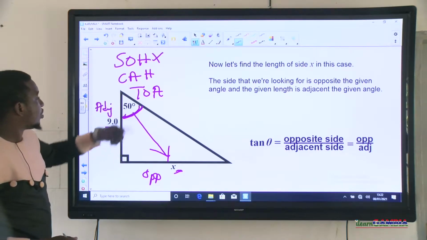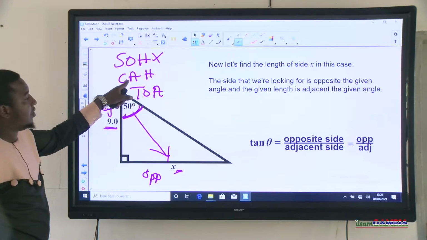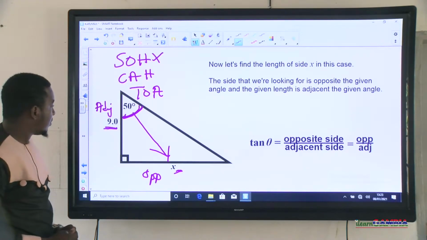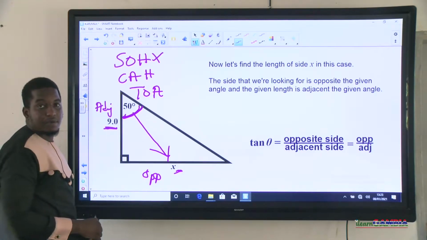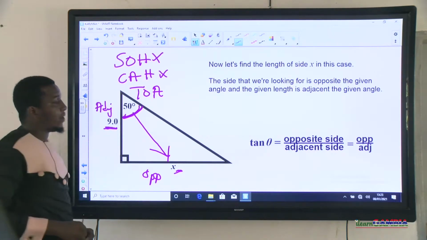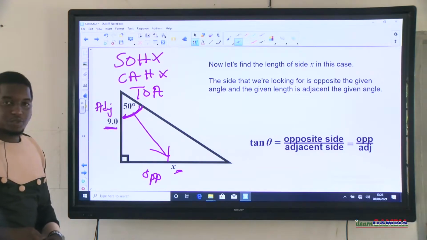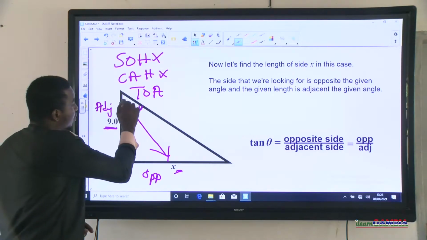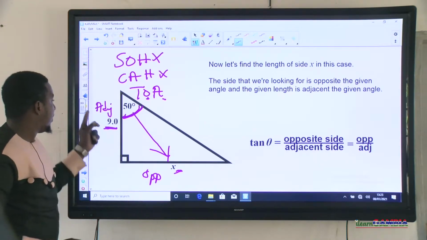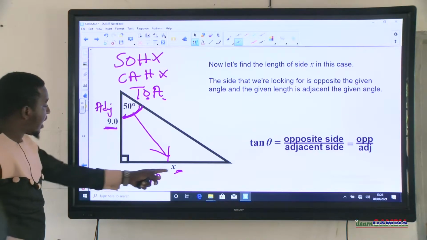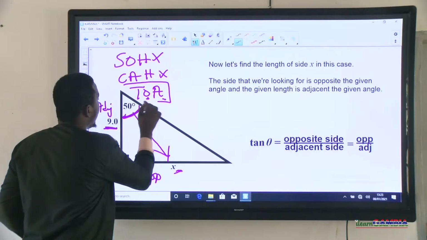How about cos? Now cos, in order for us to use cos, we will have to have the adjacent and the hypotenuse. Again, we are given the adjacent, but we are not given the hypotenuse. That means we cannot use cos. And finally, we have tan, which is TOA. In order for us to use tan, we will need the opposite and the adjacent. And what are we given? We are given the opposite and the adjacent, and we are asked to find the opposite given the adjacent and the reference angle. So it means in this case we are going to use tan.